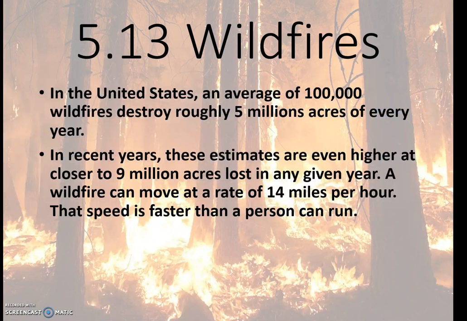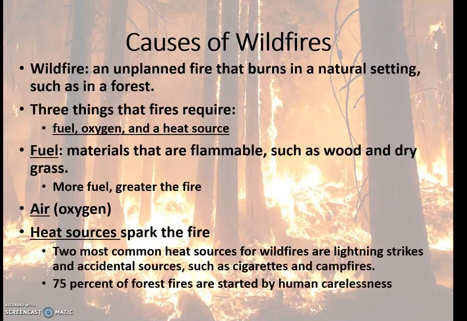Okay, so that brings us into 5.13 wildfires. In the United States, an average of 100,000 wildfires destroy roughly 5 million acres each year, and this has been in the news a lot lately. In recent years, these estimates are even higher, at close to 9 million acres lost in any given year. A wildfire can move at a rate of 14 miles per hour. This is faster than a human can run.